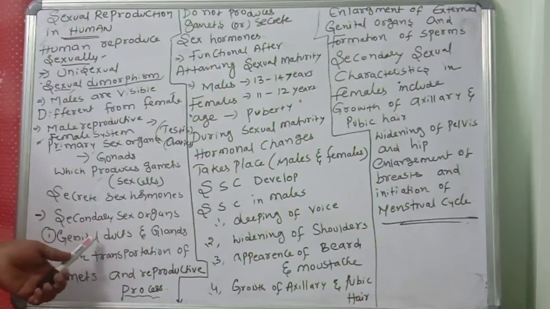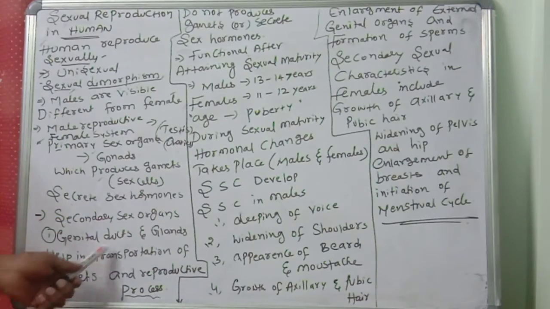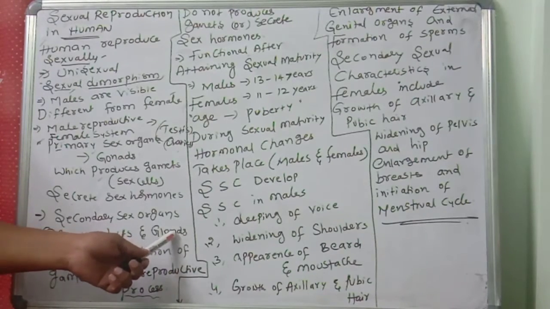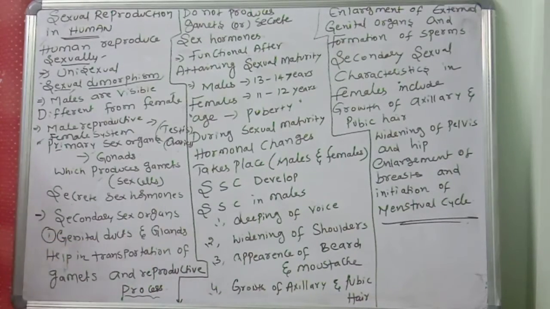The secondary sex organs are genital ducts and glands. The genital ducts help in the transportation of gametes. Glands do not produce any gametes or secrete hormones. Glands cannot produce any hormones.